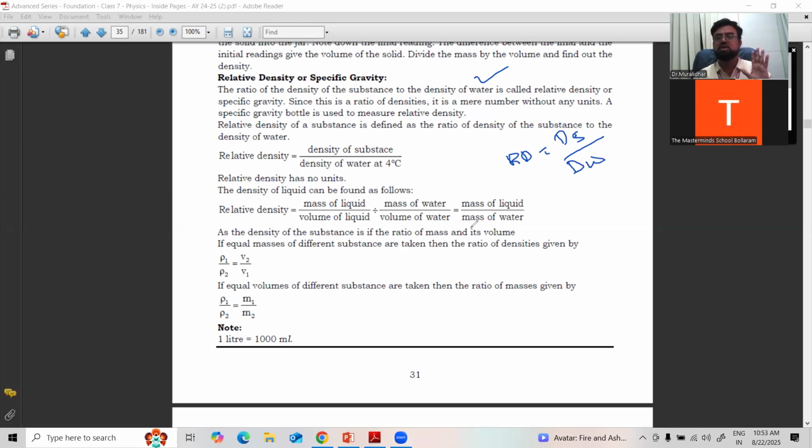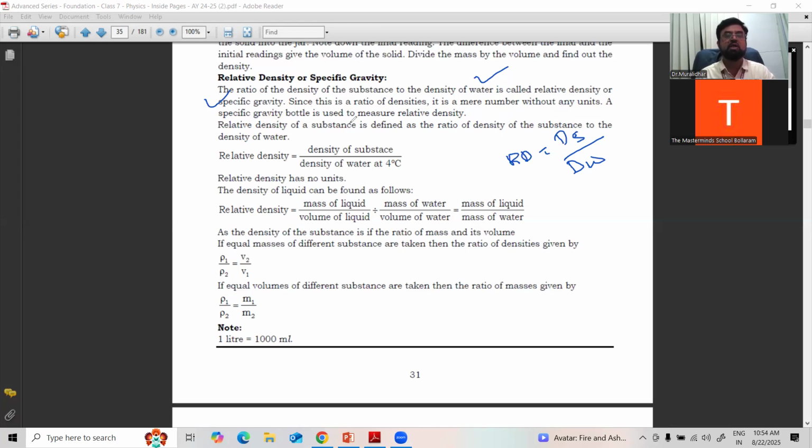Because water is constant, 1 gram per cc, by using this formula you can find out relative density. It is also called specific density. Relative density or specific density or specific gravity. Since this is a ratio of densities, it is a mere number without any unit.